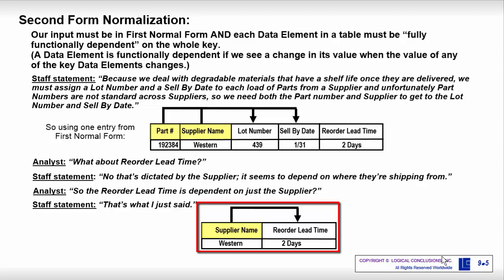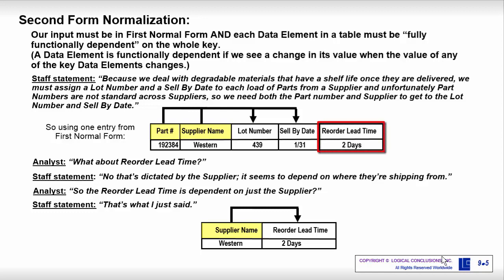You can probably see that having a separate list of suppliers and their reorder lead times would reduce the number of updates needed to many location records if a supplier changed its lead time. Going back to our definition of second form normalization, you can see that reorder lead time was not fully functionally dependent on the compound key of part number and supplier name. Just supplier name was needed.